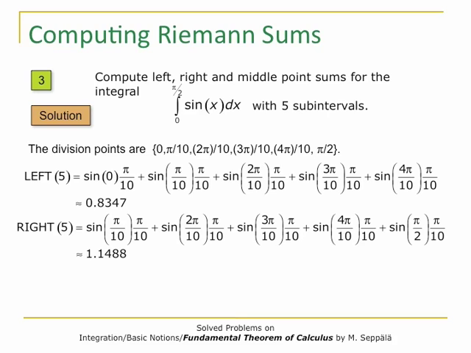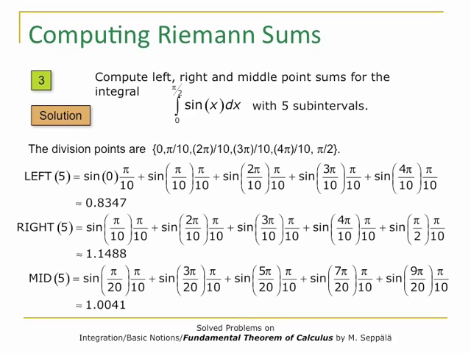The right approximation with 5 subintervals starts sine pi over 10 times pi over 10 plus sine 2 times pi over 10 times pi over 10 and so forth, and the last term of this is sine pi over 2 times pi over 10. The numeric approximation of this is 1.1488.